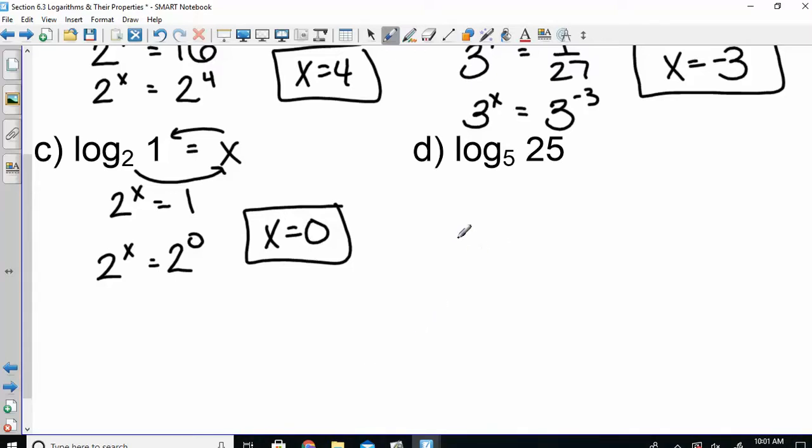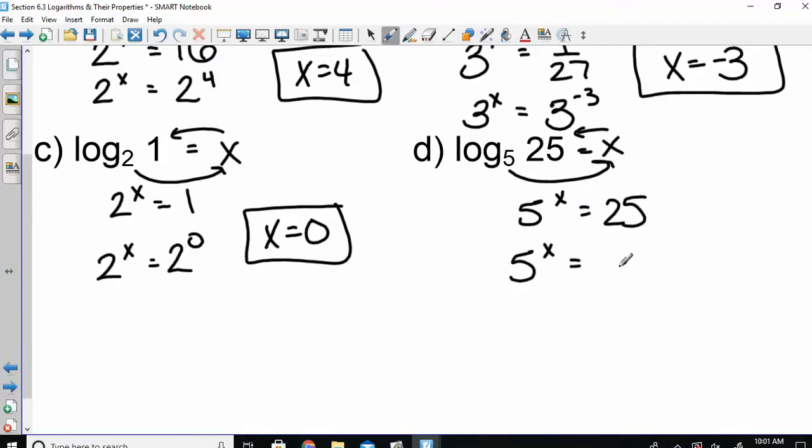What would be the answer on D? 2. If you can't just look at it, work it out, but that's optional. So 5 to the x equals 25. Common base, 25 is 5 squared. And x is 2. Any issues so far?